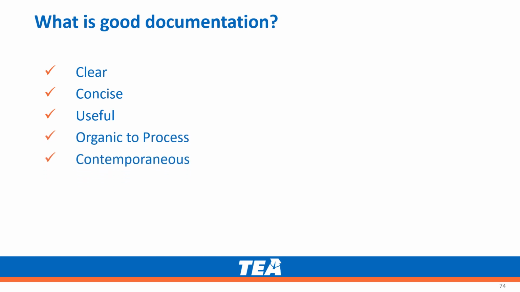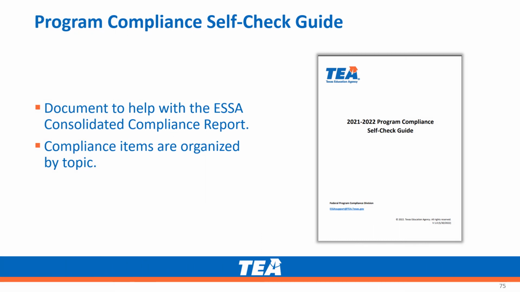When thinking about compliance monitoring, you might be wondering if the documentation at hand is good enough. Good documentation is clear, concise, useful, organic to the process, and contemporaneous. As previously mentioned, the Program Compliance Self-Check Guide is a document that will assist LEAs in completing the ESSA Consolidated Compliance Report. The compliance items are organized by topic. Let's look at where you can find this guide.